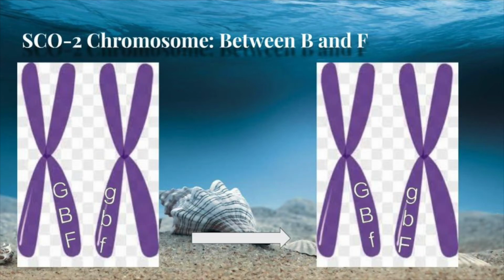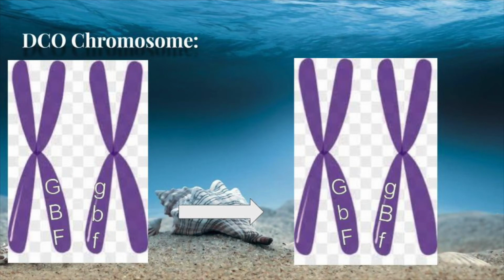If a single crossover 2 event occurs between the B and F loci, it could result in green-tailed, blue-haired, and non-fork-finned offspring, or purple-tailed, red-haired, and fork-finned offspring. In the case of a double crossover occurring, it will result in a green-tailed, red-haired, and fork-finned offspring, or a purple-tailed, blue-haired, and non-fork-finned offspring.